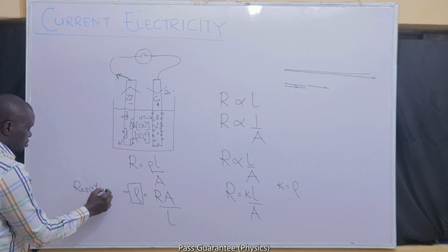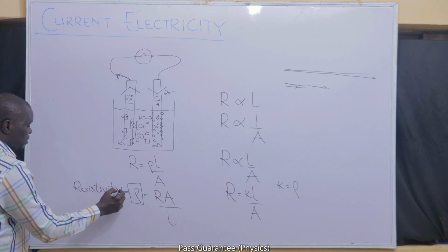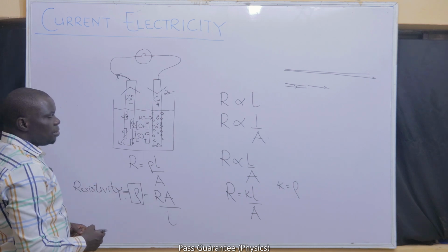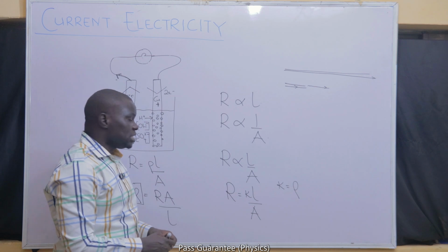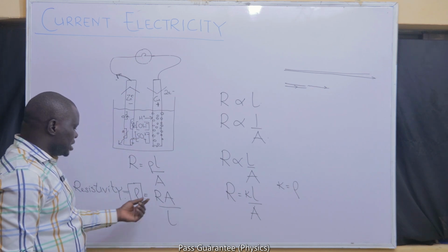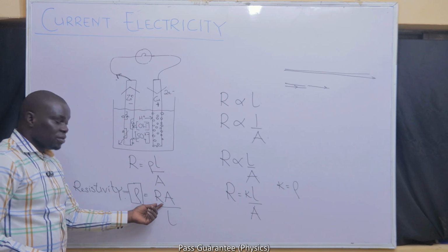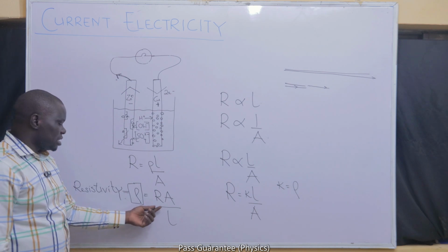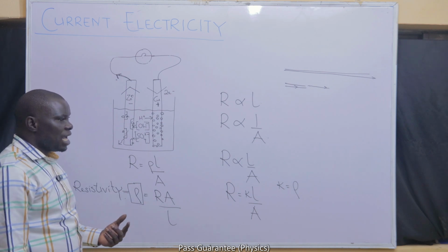Resistivity. Resistivity is a constant about the wire that enables us to determine the resistance if we know the area and the length. Resistance of a material is not constant, but the resistivity of that material is constant.